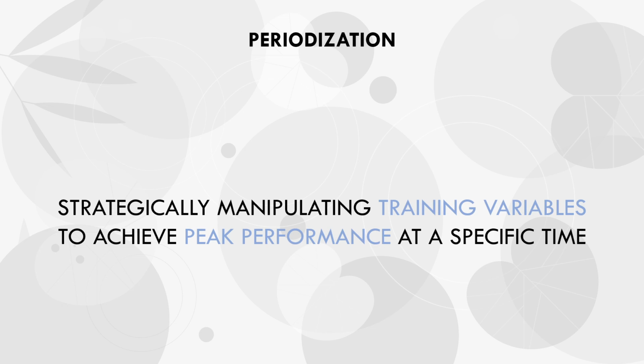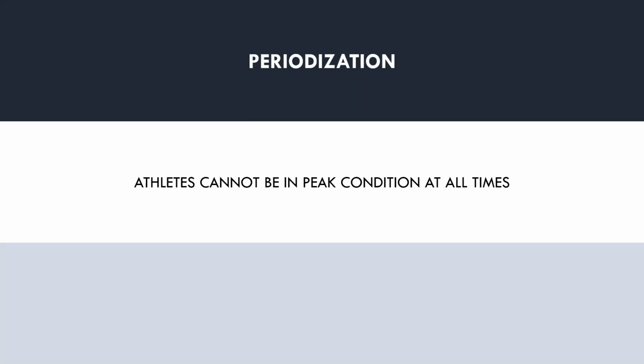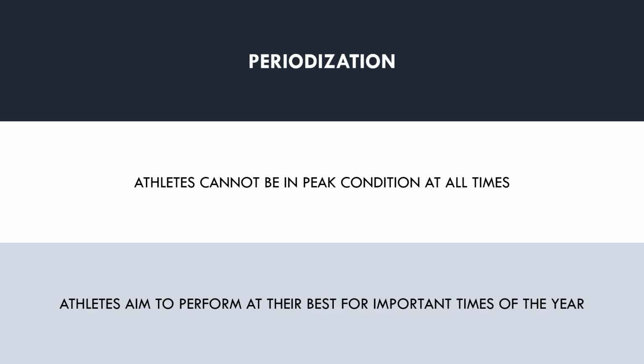The concept of periodization comes from the athletic performance world, where the goal is to perform at your absolute best at certain times of the year. This is implemented because athletes cannot be in peak condition all year round. Rather, there are certain times of the year when the athletes are in poorer condition and times when they are able to perform at their best.